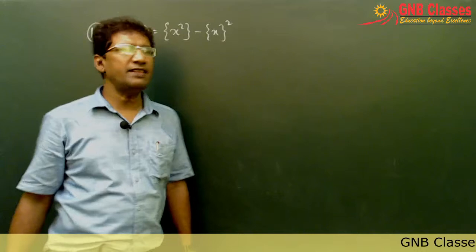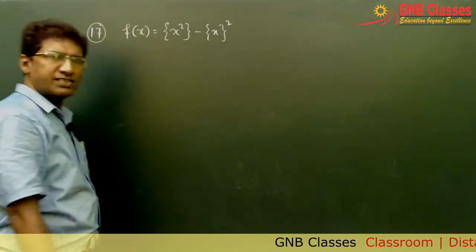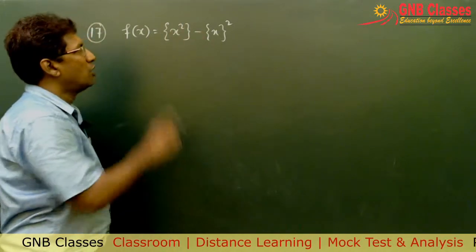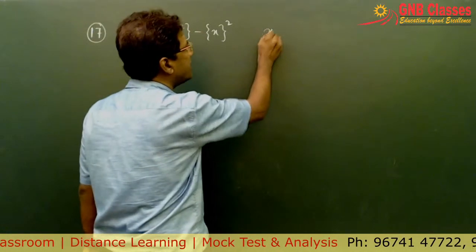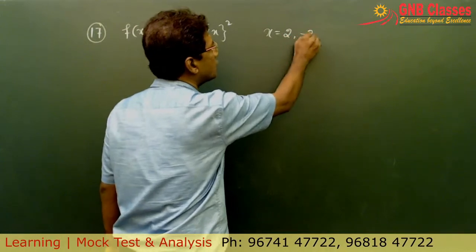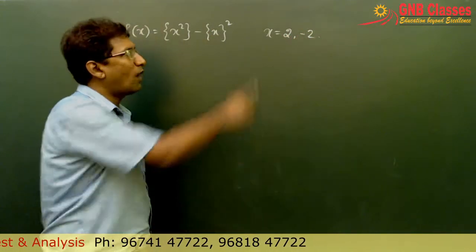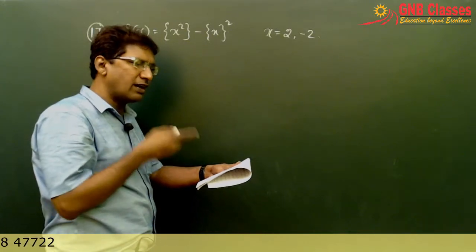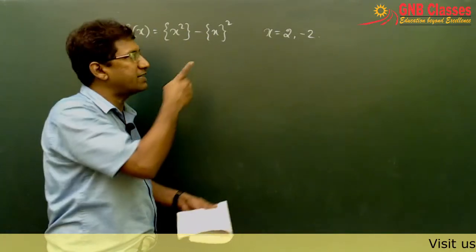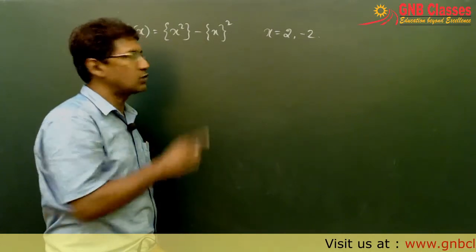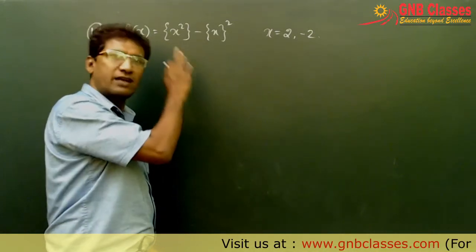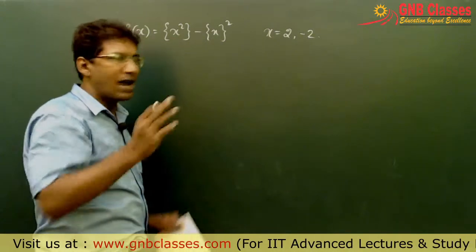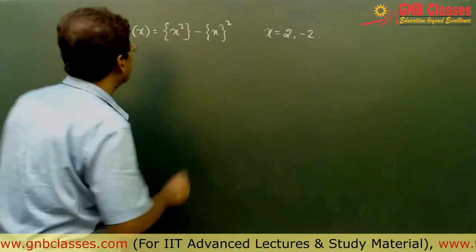In question number 17, they have given that f(x) is the fractional part of x² minus the fractional part of x whole square. We have to check whether the function is continuous or not at the points x equals 2 and −2. Why have I chosen these 2 points? Because if you see the options, there are only 2 points they have given us, one is 2 and another one is −2. So we have to check the continuity at x equals 2 and −2, and accordingly we will decide the option.